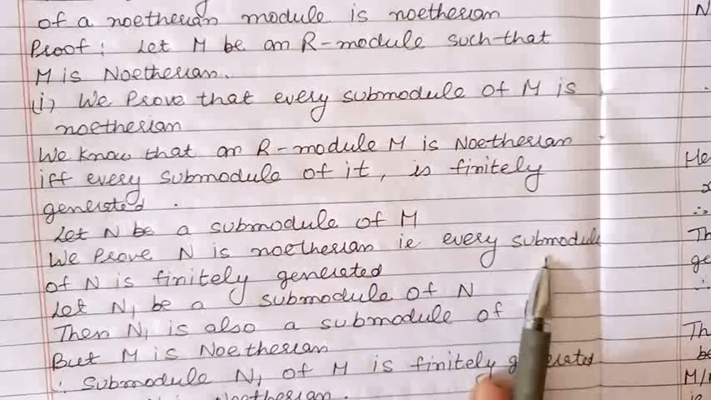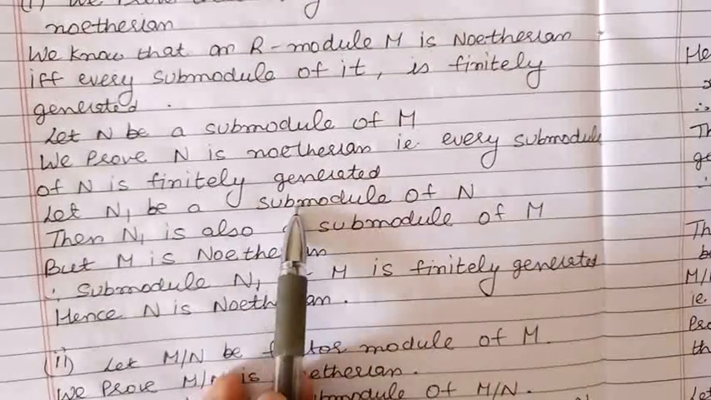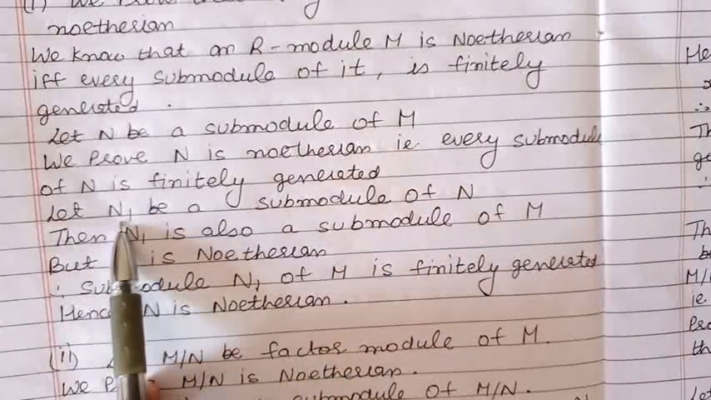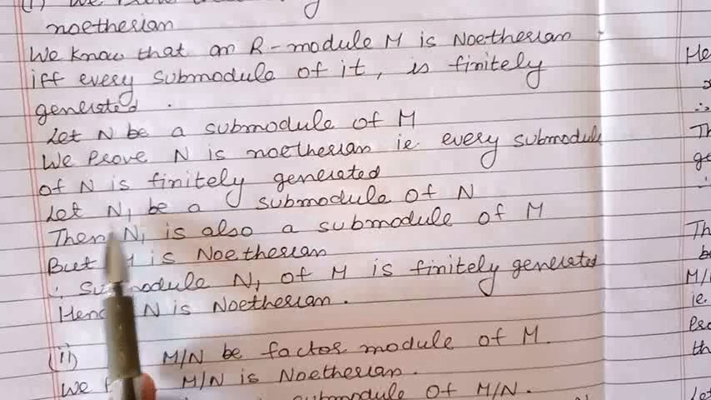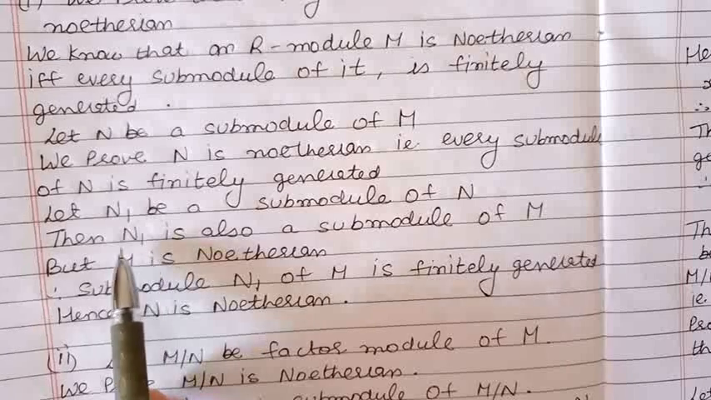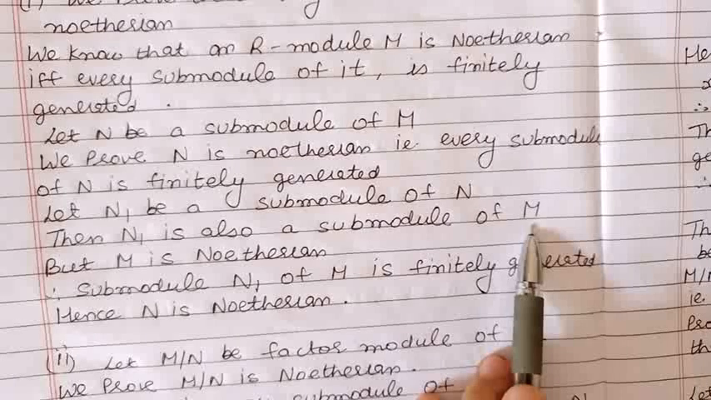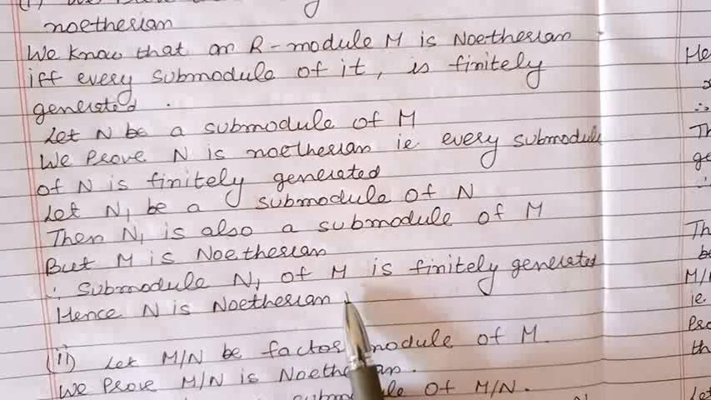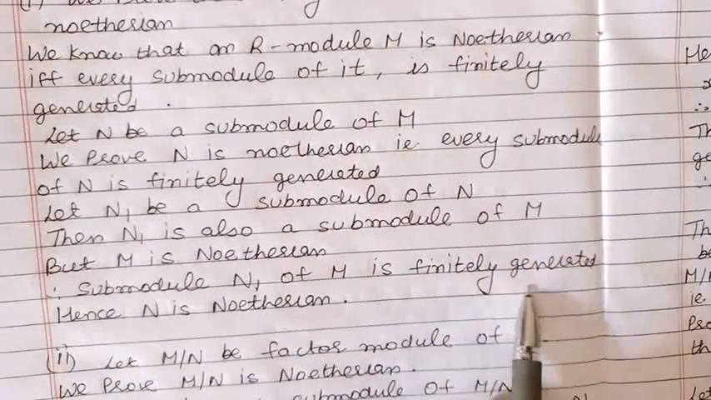Means every submodule of N is finitely generated. So let us take any submodule of N. Let this submodule be N1. Now, because N1 is a submodule of N and N is a submodule of M, therefore N1 is a submodule of M. Now M is given to be noetherian, and by definition of noetherian, every submodule of M will be finitely generated, and N1 being a submodule of M, that will be finitely generated.